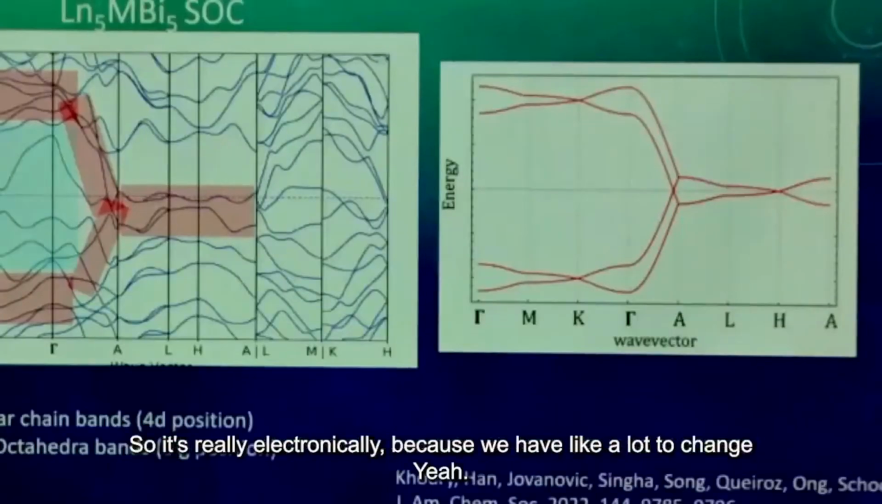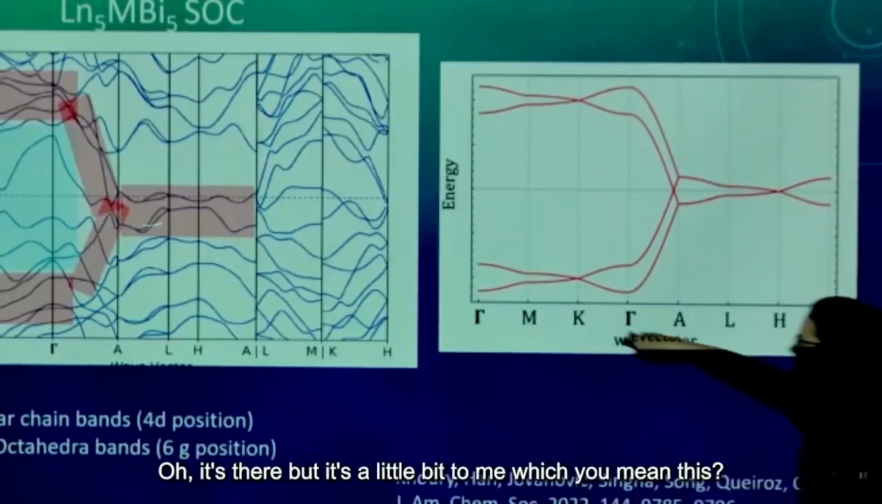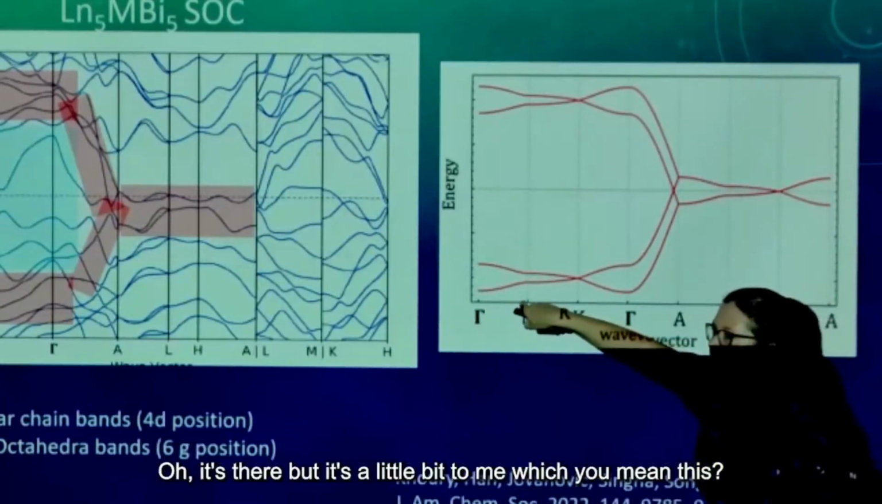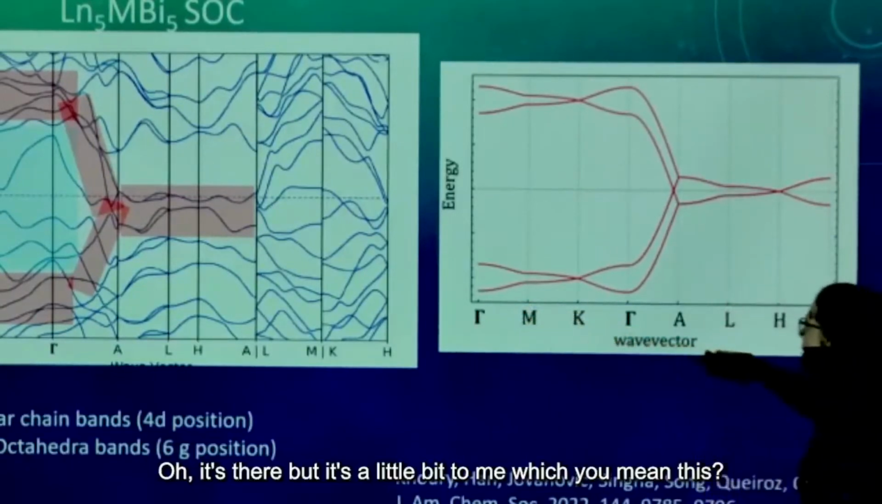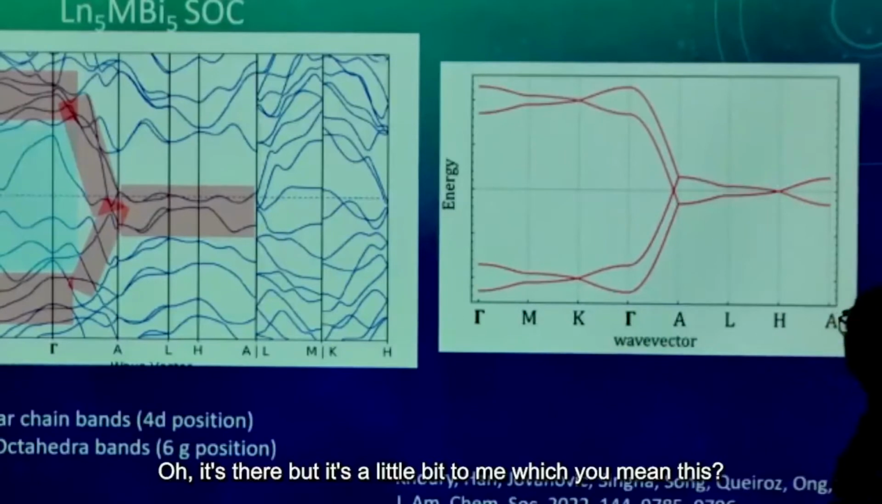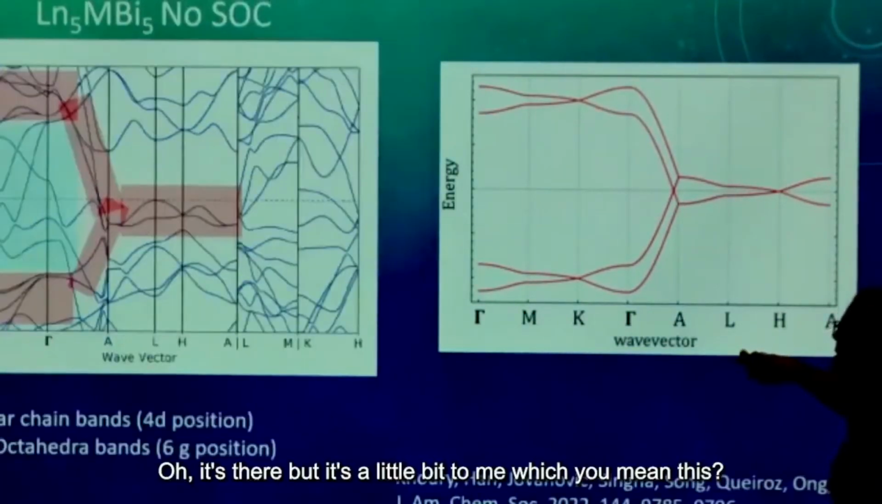Can you go back? There is a crossing at the edge, which seems to be absent here. Oh, it's there, but it's a little bit convoluted with other stuff. No, at the edge. You mean this? Yes. Oh, it's the H point. Yes, it actually gets removed by the spin-orbit coupling.